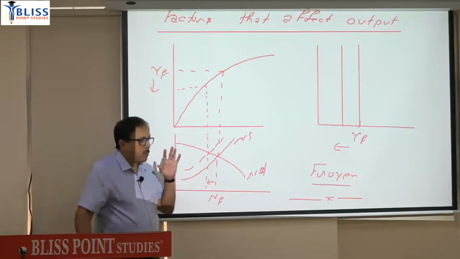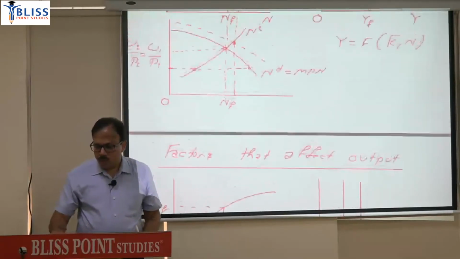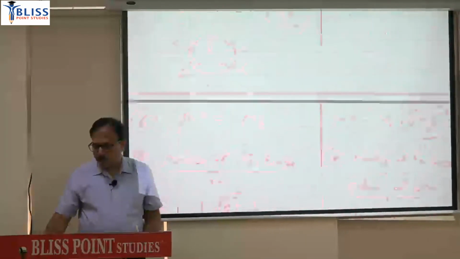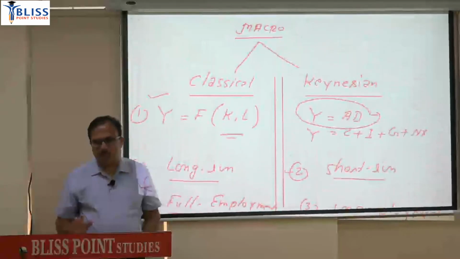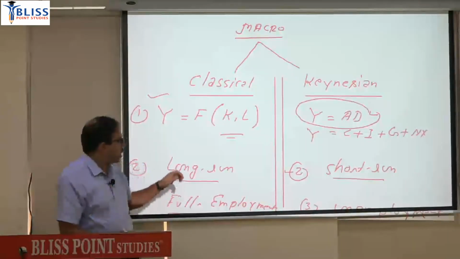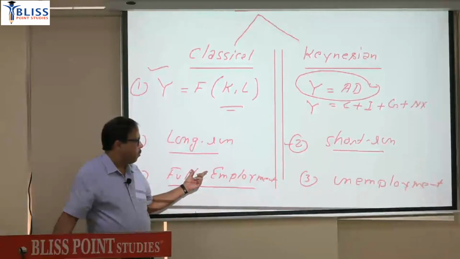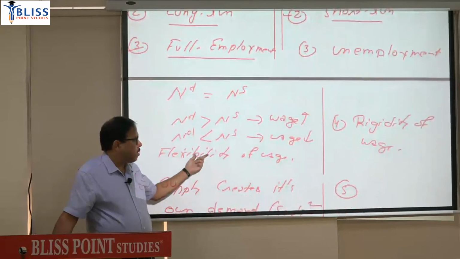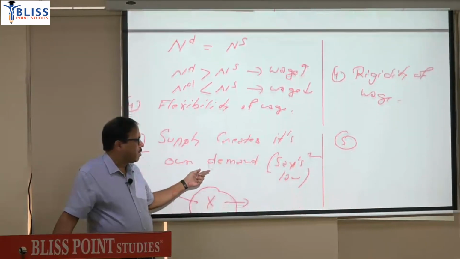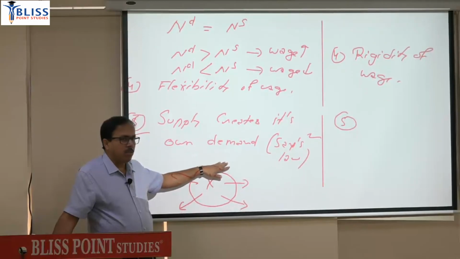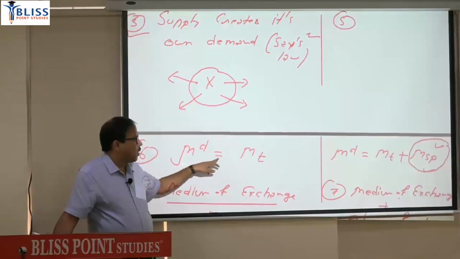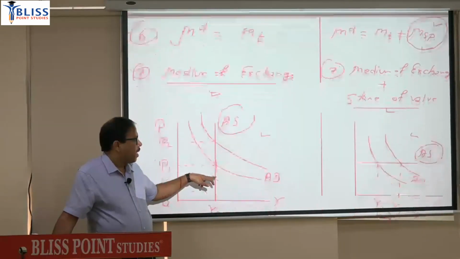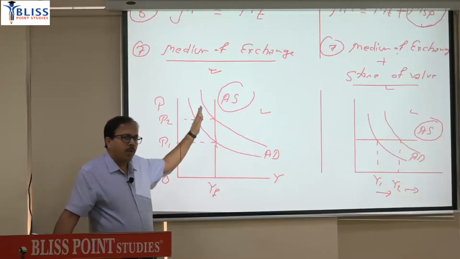Factors that affect the output. So just to recap this class, we started with the introduction of classical and Keynesian. So classical is, we are studying classical right now. That means basically we are studying a long run view, and economy is characterized by, it is full employment is guaranteed because of flexibility of wage. We are assuming that supply creates its own demand, and money is demanded only because money acts as a medium of exchange, and the output in this economy will be determined from supply side.